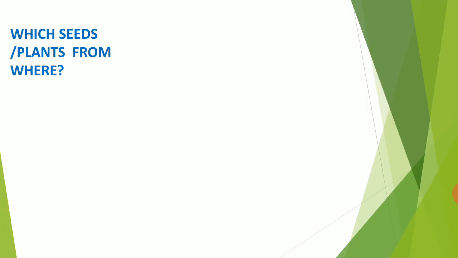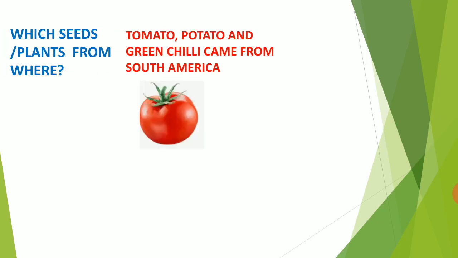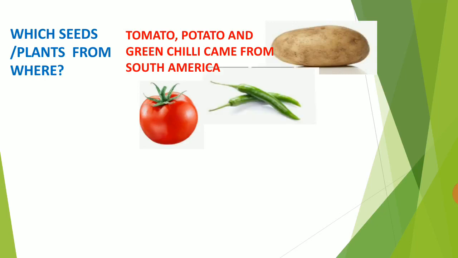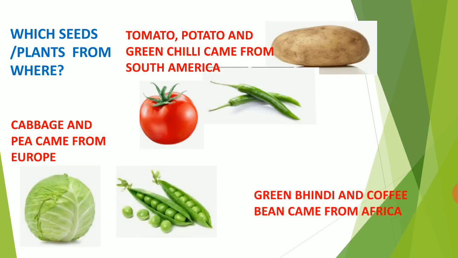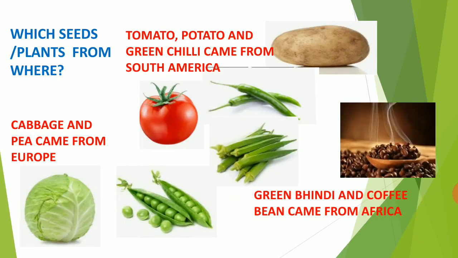Seeds or plants from where? Knowingly or unknowingly, we bring the seeds of plants that we find beautiful or useful to grow them in our garden. Later, the seeds of these plants spread to other places. Tomato, potato, and green chili came from South America. Cabbage and pea came from Europe. Green bhindi and coffee came from Africa. Many years later, people may not even remember that these plants did not grow here earlier. They were brought from somewhere else.